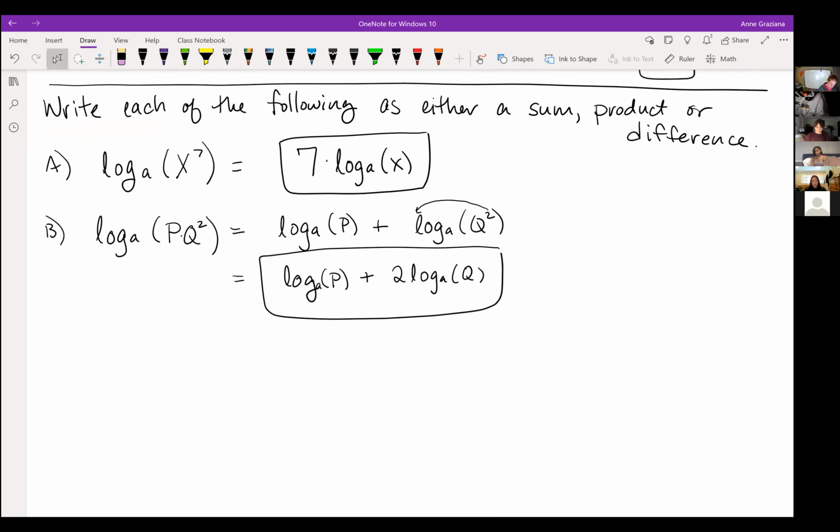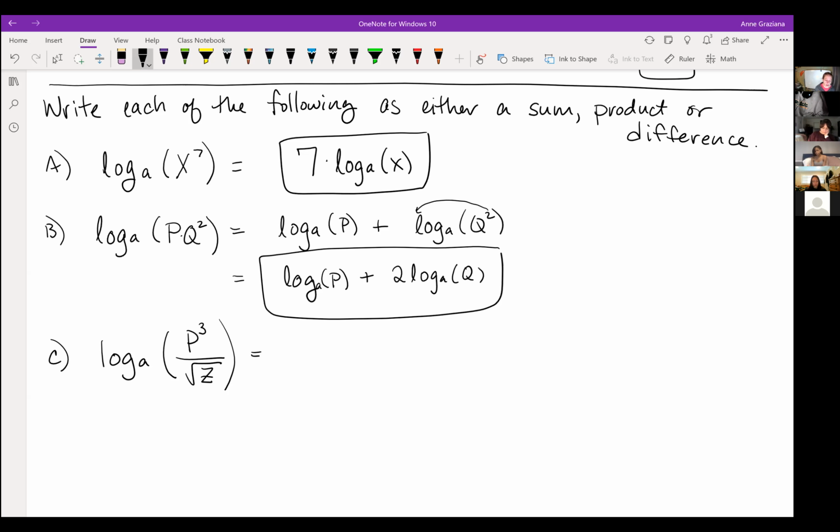Okay. All right, you guys try this one. Log base A of P to the third over Z. And I'll tell you what, let's make it interesting. Let's make this the square root of Z. Let's see what you guys got. Log base A of P to the third divided by square root of Z.